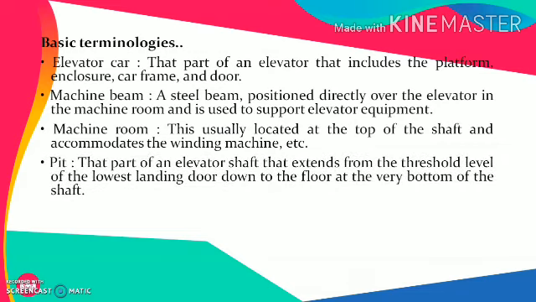Next is a pit. It is that part of an elevator shaft that extends from the threshold level of the lowest landing door down to the floor at the very bottom of the shaft. So this pit is located below the lowest place which has been served by the lift. It is generally equipped with spring-like things which are capable of absorbing the shock or the impact of the lift in case of any accident.